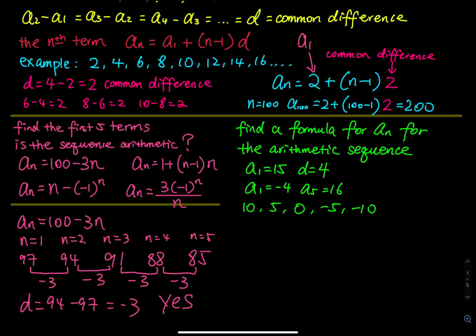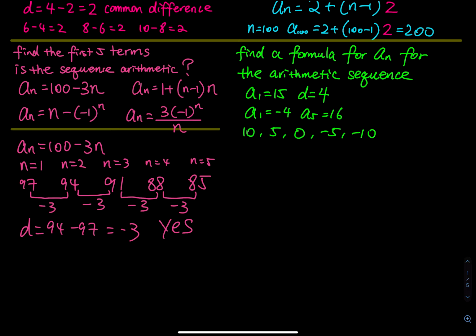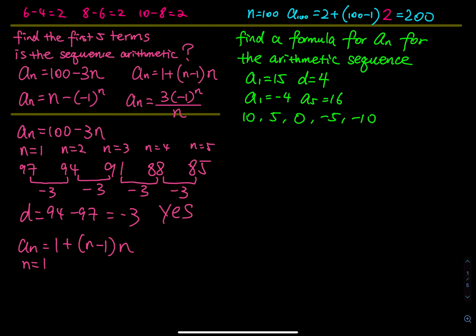How about the next problem? The next problem is a of n equals 1 plus n minus 1 times n. When n is equal to 1, we have 1. When n is 2, we have 3. When n is 3, we have 7.